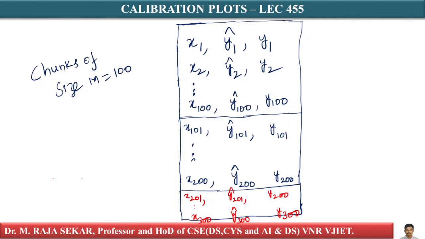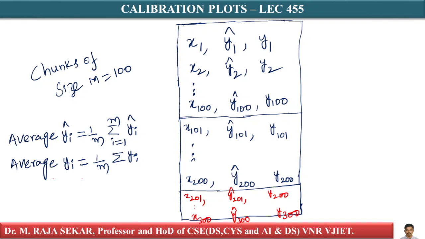What is this? Average yi cap, and we will also calculate average yi. How do you calculate average yi cap? We will take all these values, sum them up and divide by 100, isn't it? So it is 1 by m into sigma i equal to 1 to m yi cap. That is, I can say y cap of 1, where 1 indicates it is chunk 1, in the first chunk. Similarly, what is the average of yi's? This is the average of yi's, 1 by m sigma i equal to 1 to m yi.